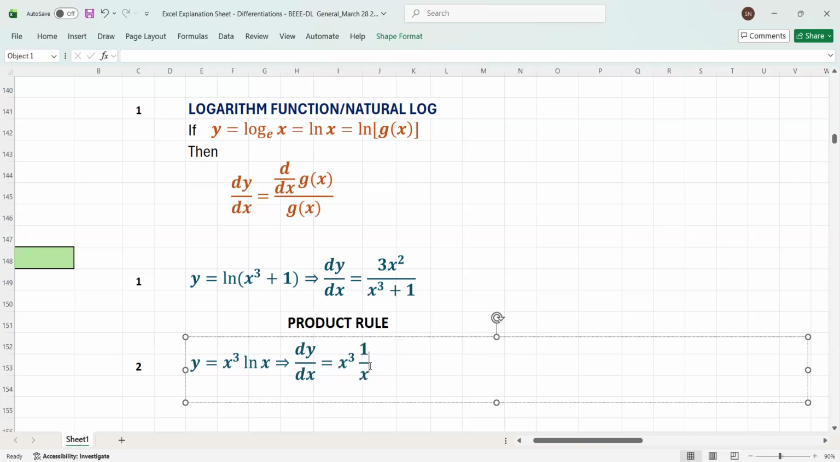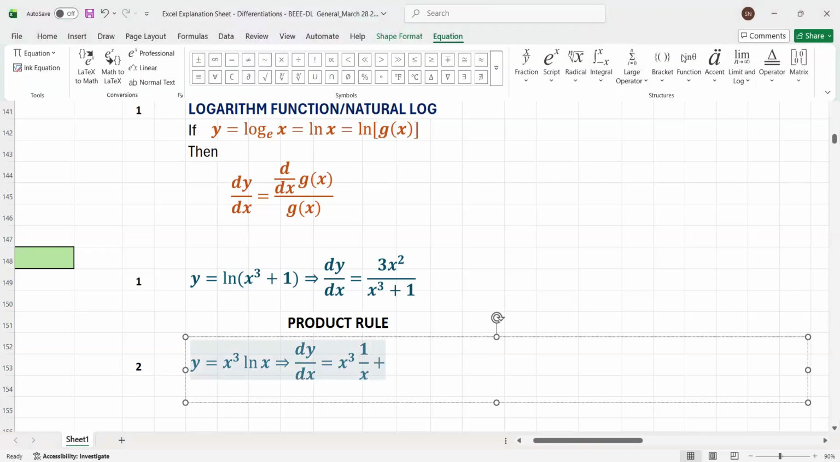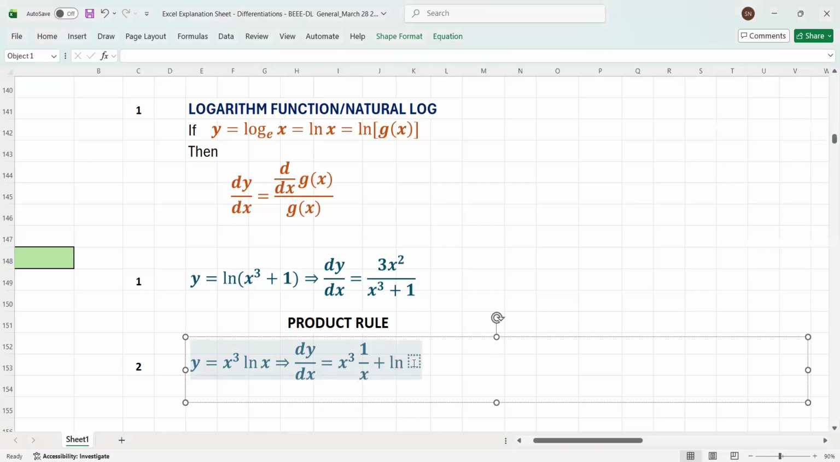v. Now we are going to keep v constant. My v is ln x, so plus the natural log of x. So we are going to keep the natural log of x constant, and rather we will differentiate x cubed. And if you differentiate x cubed, that is going to give you 3x raised to the power 2.